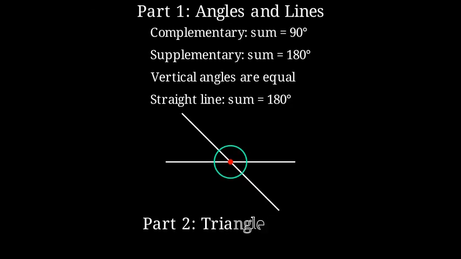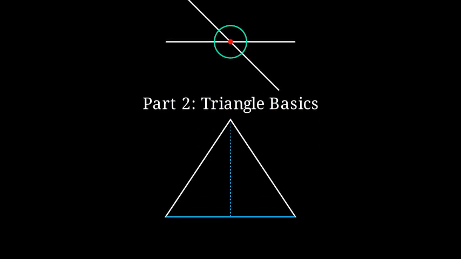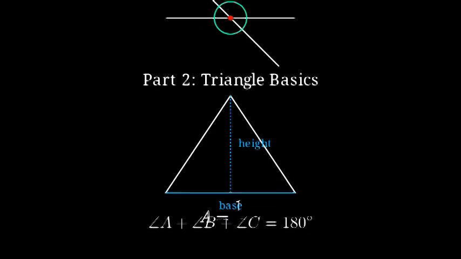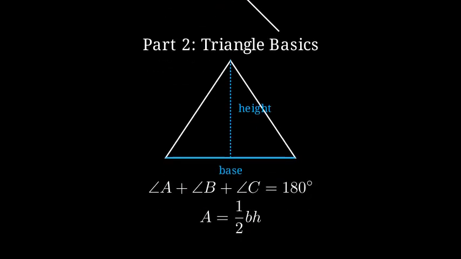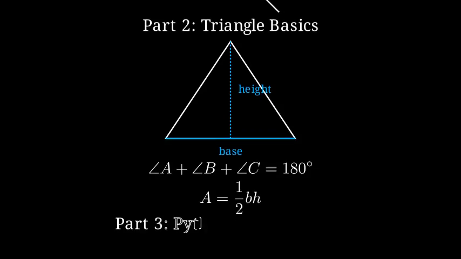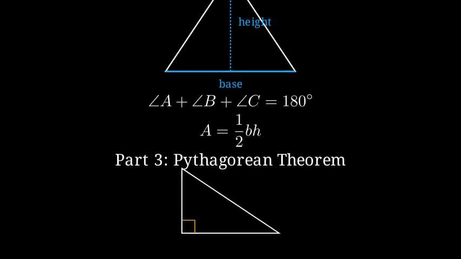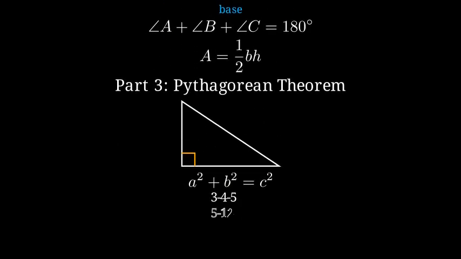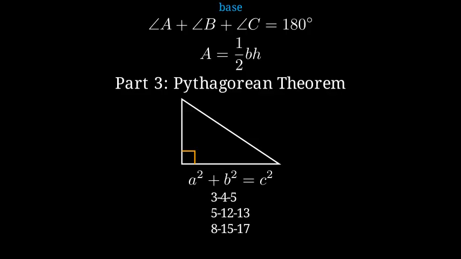Part 2. Triangle basics. The sum of the angles in any triangle is 180 degrees, and the area of a triangle is 1/2 base times height. Part 3. The Pythagorean Theorem for right triangles. A squared plus b squared equals c squared. And remember common triples: 3, 4, 5; 5, 12, 13; and 8, 15, 17.